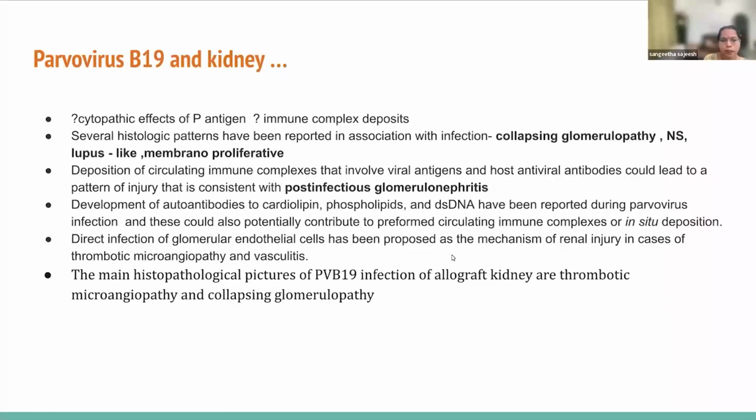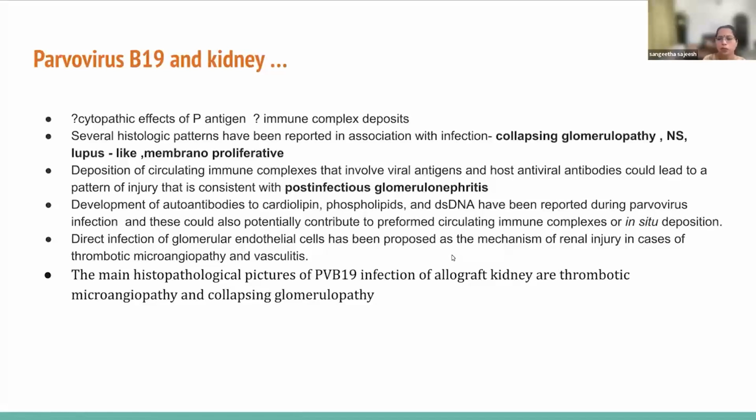And many patients develop autoantibodies, like autoantibodies to cardiolipin, phospholipids, and dsDNA, which have been reported during parvovirus infection. So these are also implicated as leading to preformed circulating immune complexes or in situ deposition. And direct infection of the glomerular endothelial cells has also been proposed as a mechanism of renal injury in cases of TMA and vasculitis.